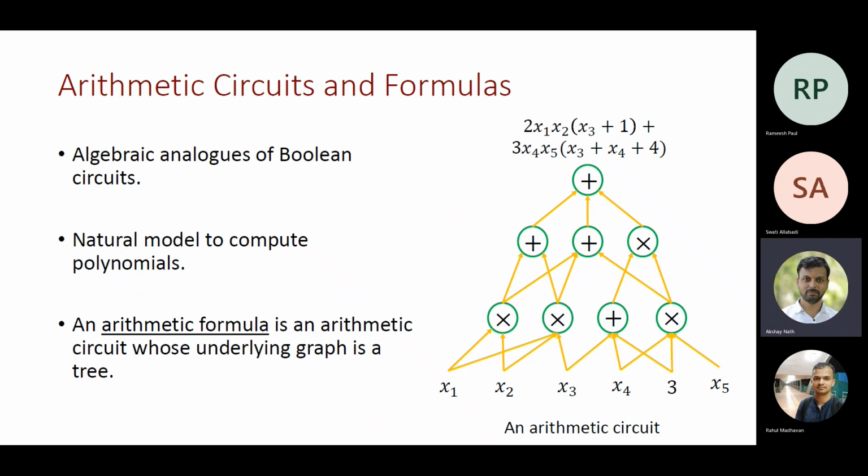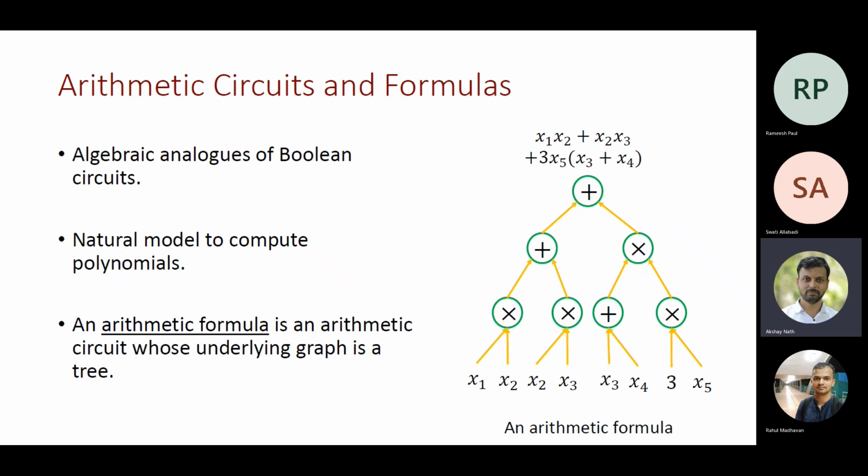Arithmetic formulas are special types of arithmetic circuits, and an arithmetic formula is an arithmetic circuit whose underlying graph is a tree. So, for example, this circuit is not a formula because of these edges colored in red. As you can see, some gates have out degree greater than 1. On the other hand, this arithmetic circuit is a formula because every gate has out degree 1 and the underlying graph is a tree. So in this work, we focus on a special type of arithmetic formulas.